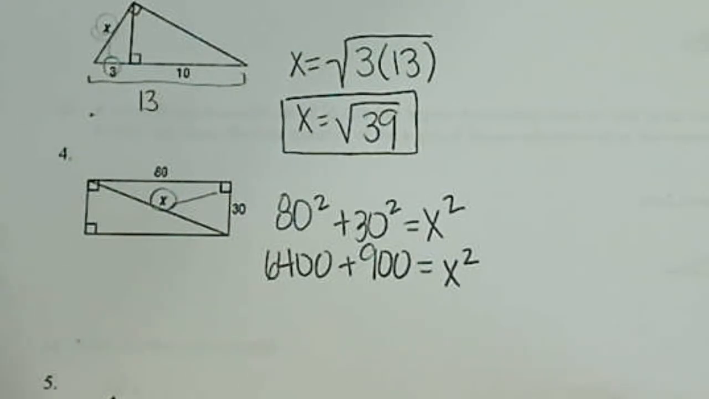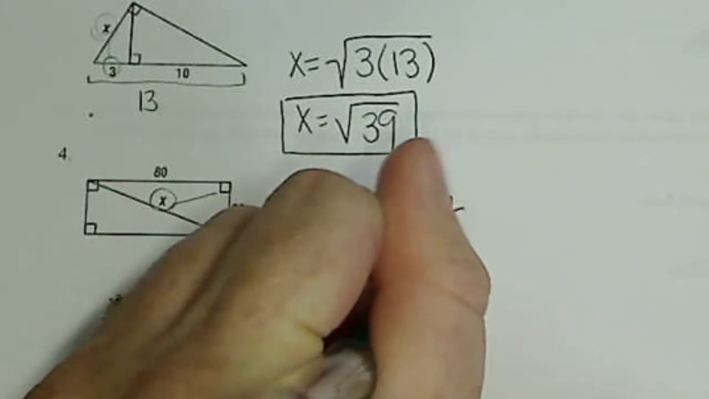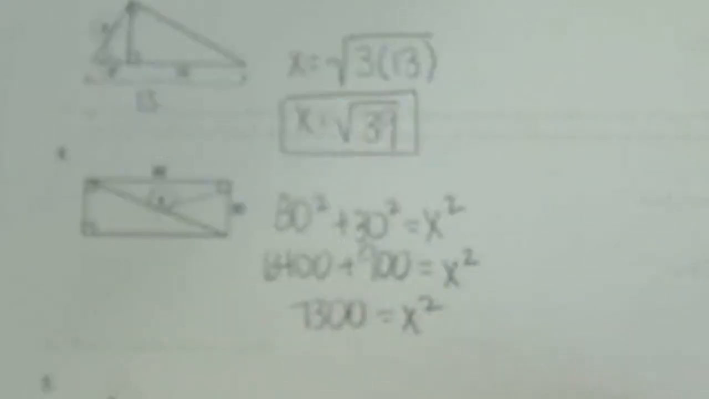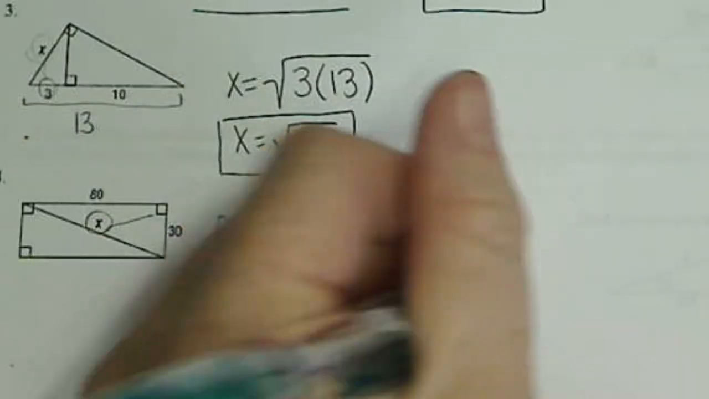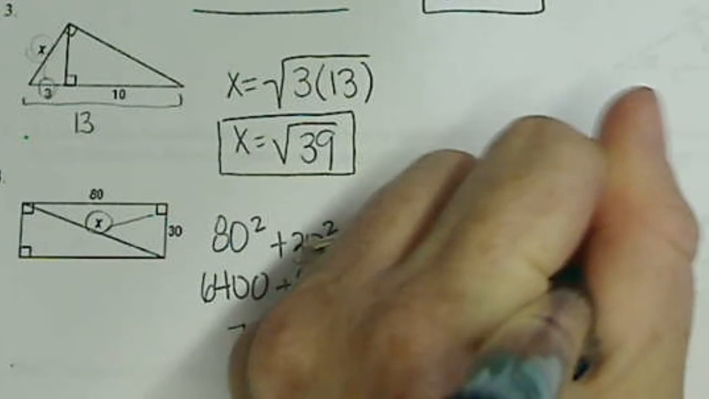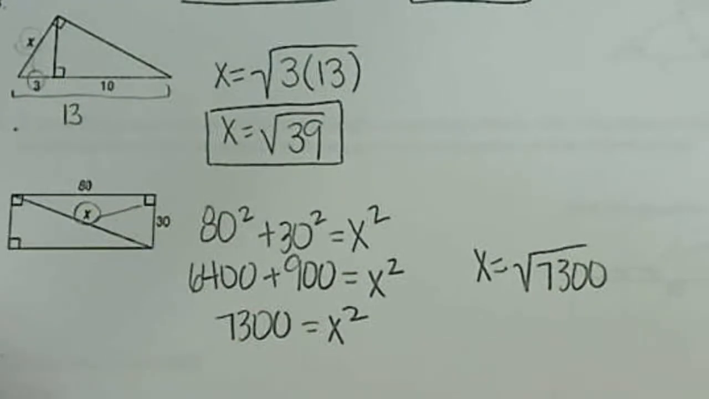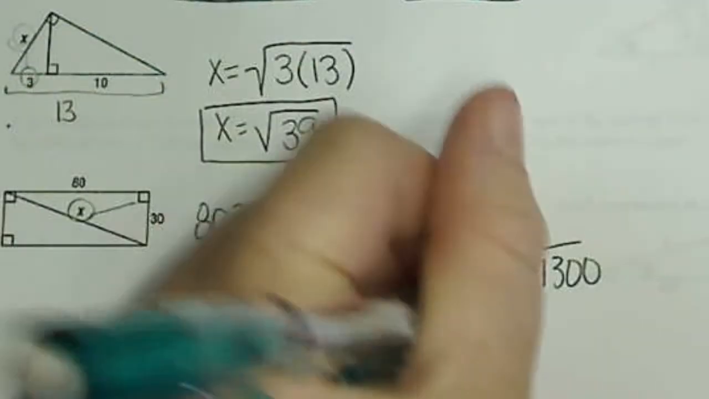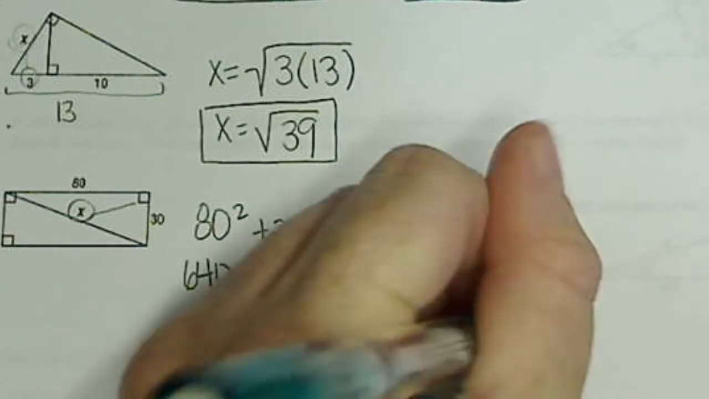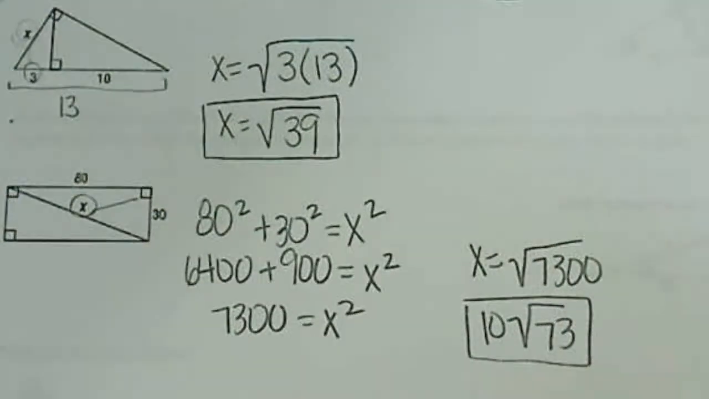6,400 plus 900. That becomes 7,300. Now we want to know x, so we need to square root both sides. And then simplify if we can. I know right away, since there's 2 zeros, that there is 100 trapped underneath. So this becomes 10 roots of 73.